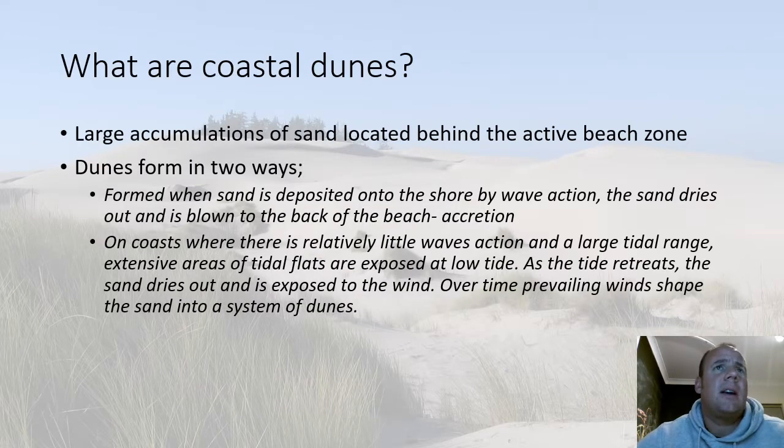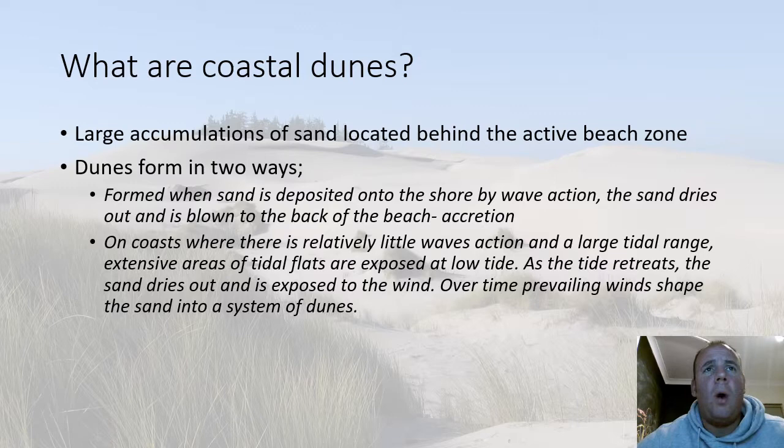Well, what are coastal sand dunes? They're basically large accumulations of sand that are located behind the active beach zone. When we look at a beach, the active beach zone is basically the area that gets covered by the water. It's different between high and low tides as well as in times of storms.